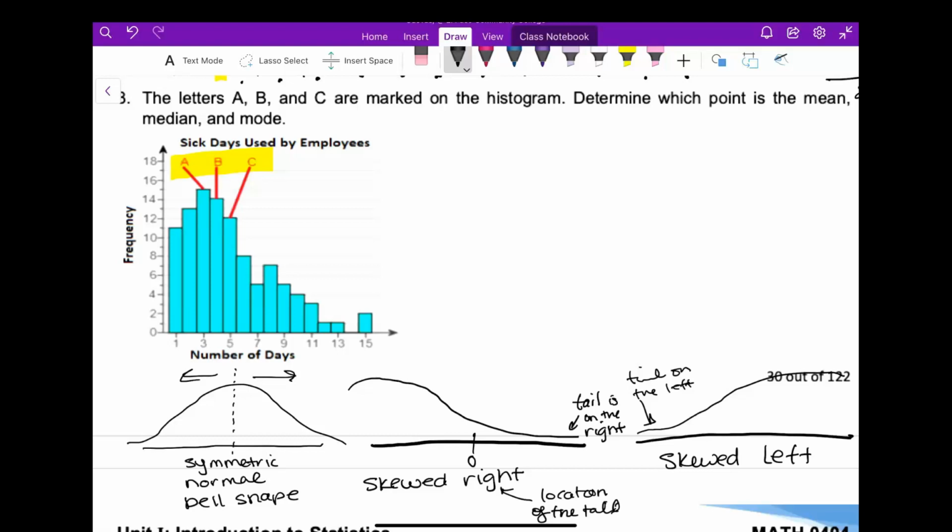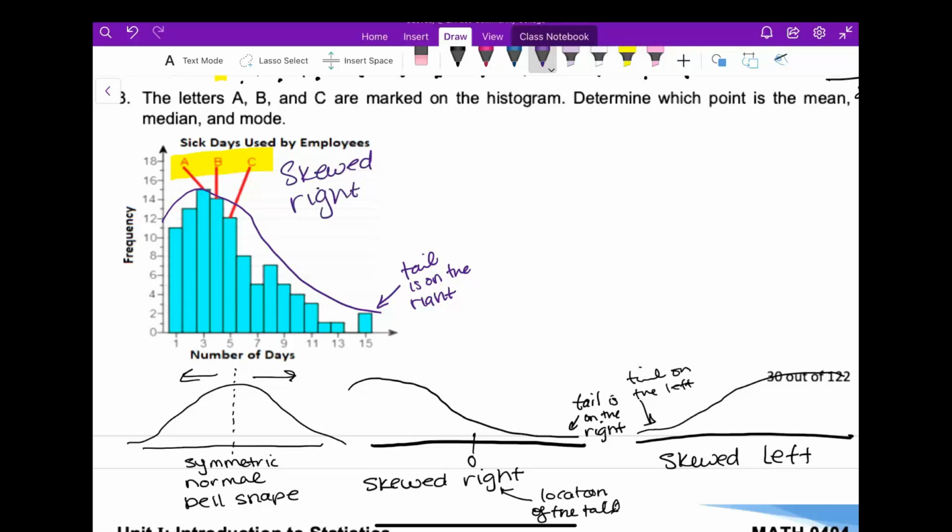So let's take a look at our shape that we have currently. It's like if I take a really thick blanket and throw it over these bars, so it's not going to show all the details, but it's going to show the overall shape. Notice the overall shape of this graph is going to be like this. And we're looking at this tail. The tail is on the right. So this graph is said to be skewed right.